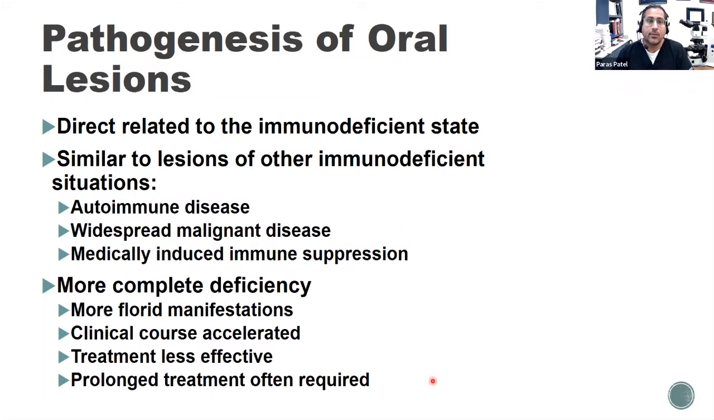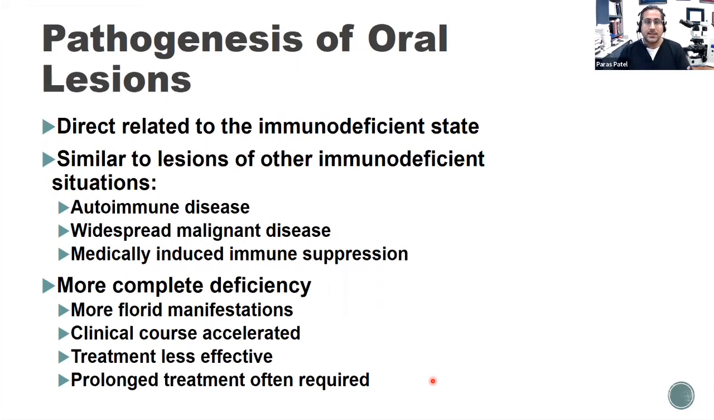So a lot of this is going to be opportunistic or a dysregulated immune response. Similar lesions can be seen in other immunodeficient situations, so that's really critical to understand. It could be in patients who have autoimmune disease, and a lot of times it's the therapy you use for autoimmune disease that's going to contribute to the immunosuppression, or widespread malignant disease. And then other times, like I mentioned, it is medically induced immunosuppression that you can see in those cases where patients are being managed for autoimmune diseases or bone marrow transplants or solid organ transplants.